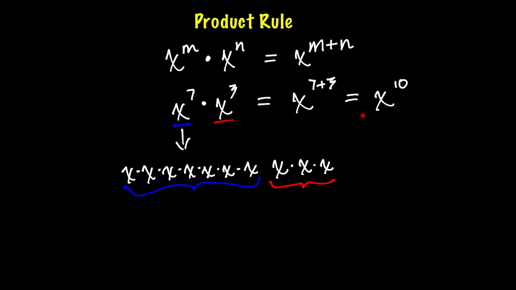So that's why I called this a shortcut. You're just going to add the exponents when you see that the bases are the same base. So that's why this works out, because when I count them all up, I saw that there were 10 of them. So that is the basics of the product rule.